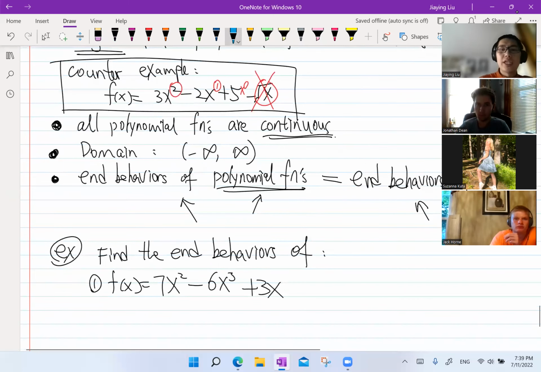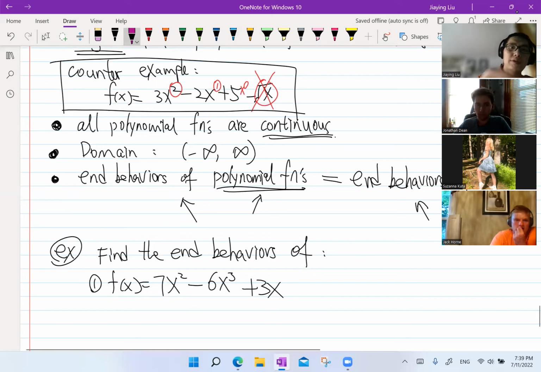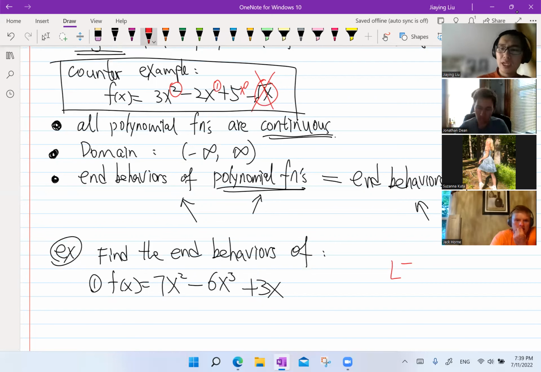Now, be careful. The leading term is what we're looking for, right? That will give us the end behavior of the polynomial function. It's not the first term, so note: leading term is not the same thing as first term. It depends on how we write it. If we write it randomly, it's not the first term. If we write it by organizing the terms with respect to the exponent, then that will be correct.